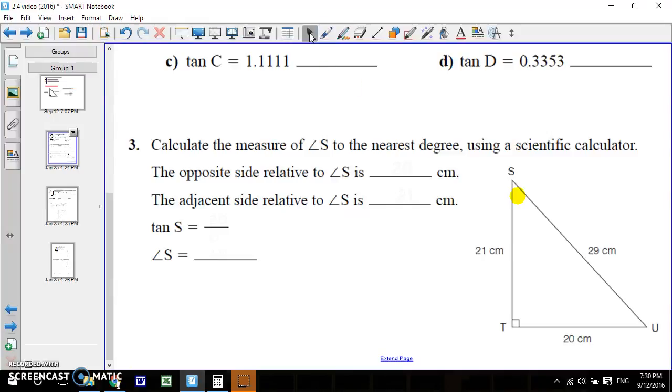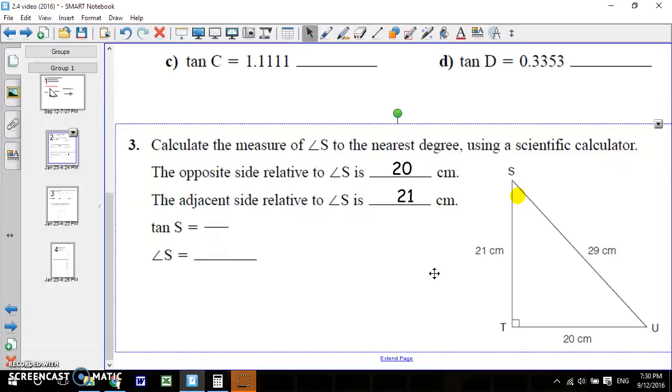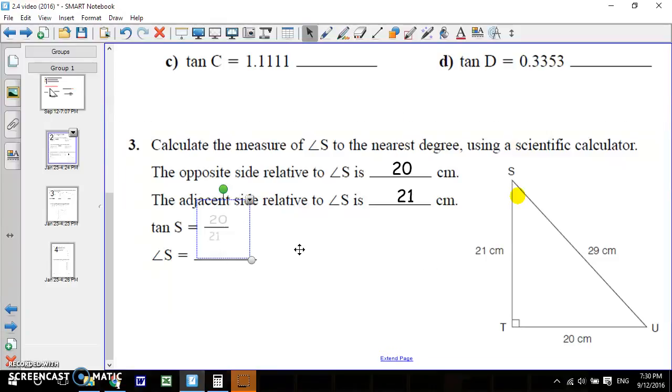The opposite side relative to angle S is the side UT, which is 20 centimeters. The side next to, or adjacent, relative to angle S is this side ST, which has a length of 21 centimeters. So now, if we want to write tangent S as a ratio of two sides from this right triangle, well, TOA tells us that it must be the opposite, 20 centimeters, over the adjacent, 21 centimeters.